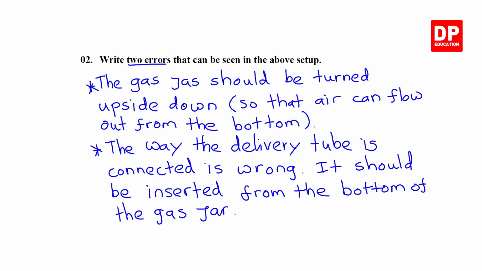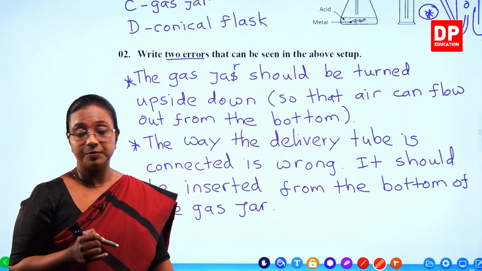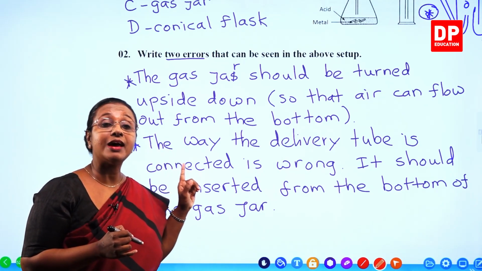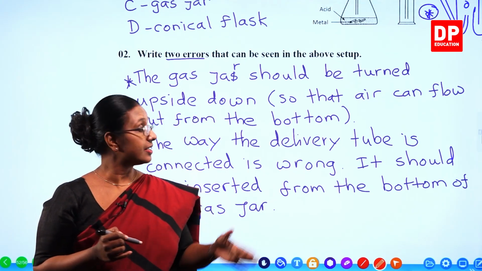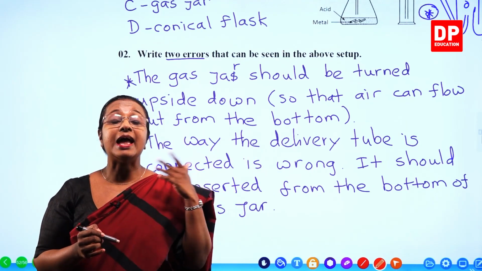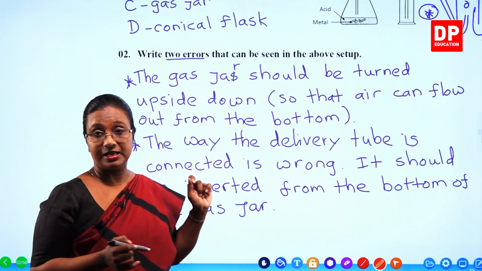Even the first one, you can say the gas jar. Here I have written it as jar. It should be gas jar should be turned upside down so that air can flow out from the bottom. So this, of course, there is a mistake. If you want, you can write it as the gas jar has been kept the normal way. That is the mistake.